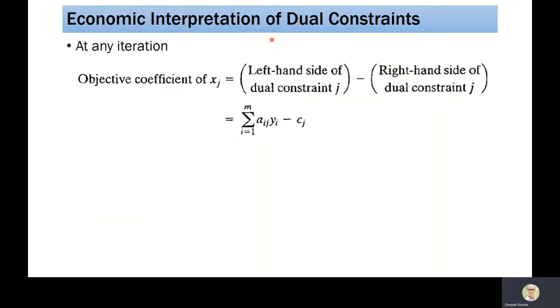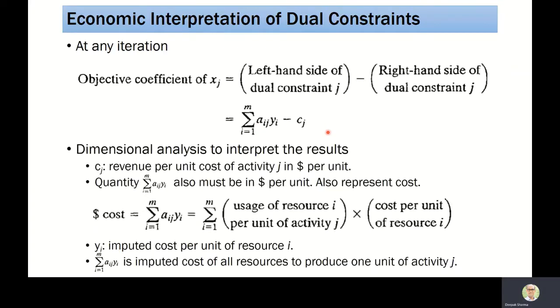Now let us understand the interpretation of the dual constraint. Earlier we discussed formula 1 and formula 2. In this case, we write the objective function coefficient as equal to the left hand side of the dual constraint j minus the right hand side of the dual constraint j. If we write the equation, we get summation aij yi minus cj. If we perform dimensional analysis, we know that cj is dollars per unit. So the summation should also be in dollars per unit. Now, if we are going to write this, yi we already know is the cost per unit of resource i.